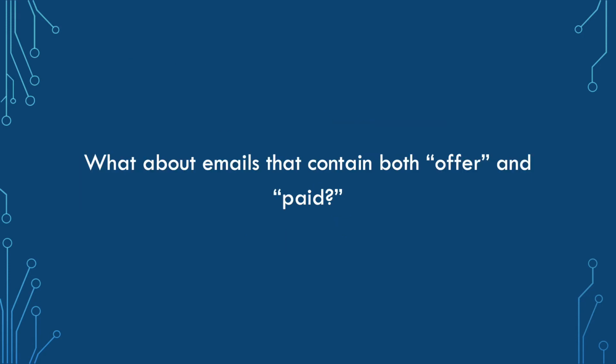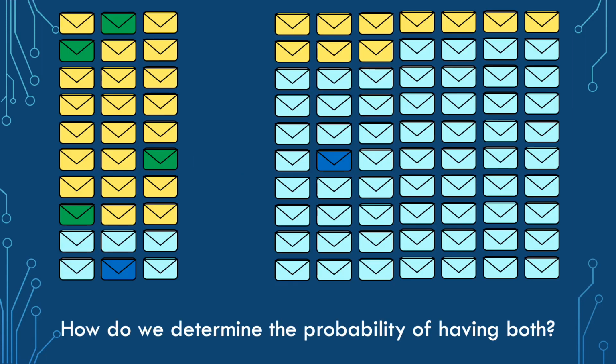Now, this is all well and good for emails that contain only one word. However, from experience, most emails contain more than one word. So what about an email that contains both the words paid and offer? Using the approach we did before, how do we determine the probability that an email contains both of those words at the same time? It doesn't seem unlikely that an email could contain both.